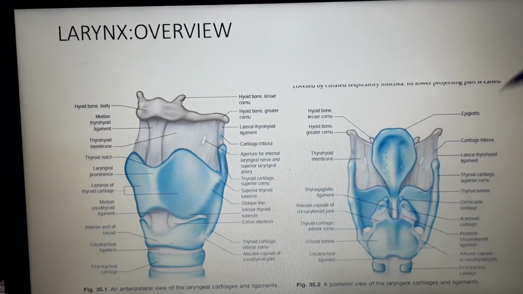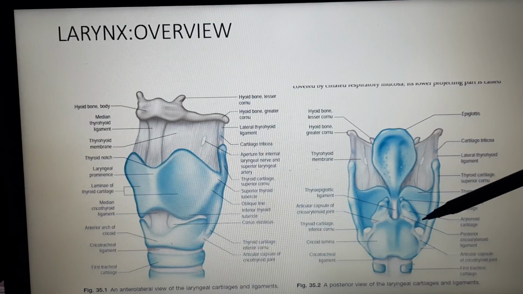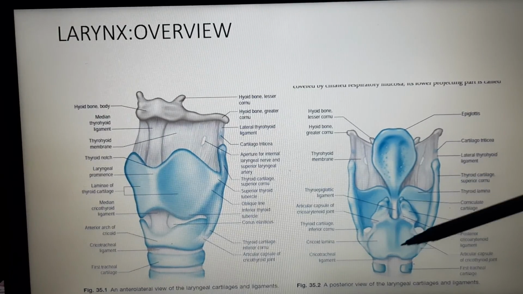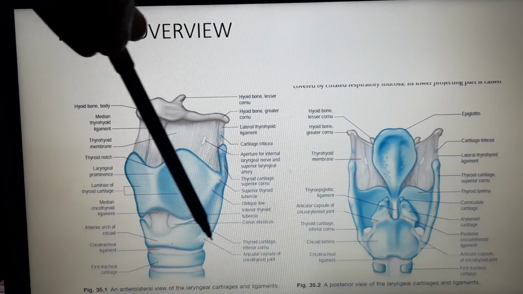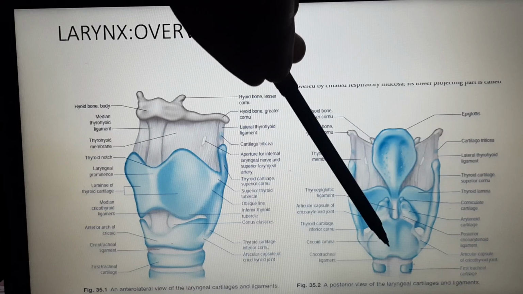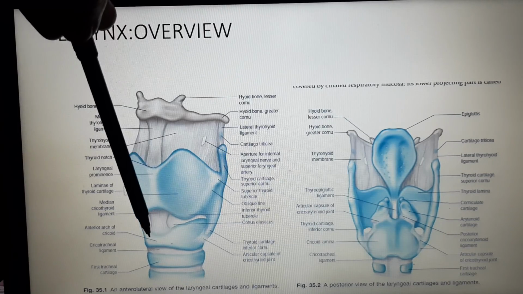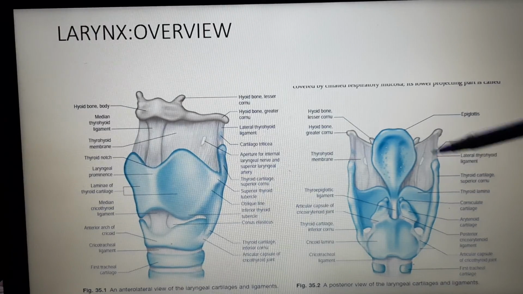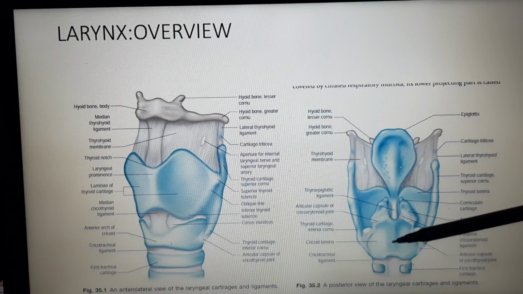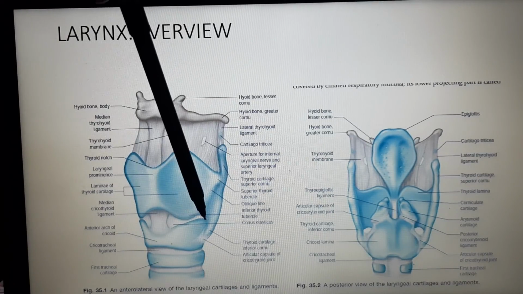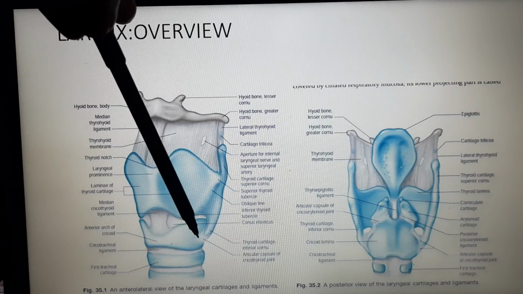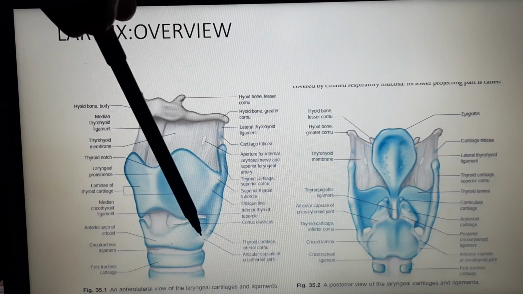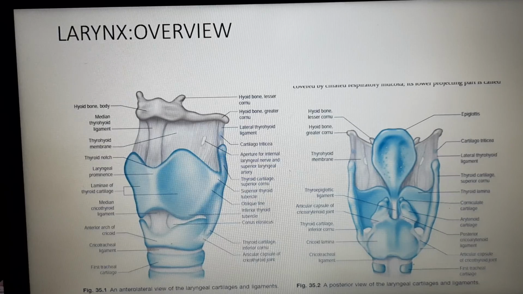Thyroid cartilage is open from behind, and cricoid cartilage is ring shaped. Its anterior lamina is narrower than the posterior lamina. The posterior lamina is broader than the anterior lamina. And also you can see that there is a joint formed between the inferior horn of the thyroid cartilage and the lateral surface of the cricoid cartilage. This is a plane type of synovial joint.